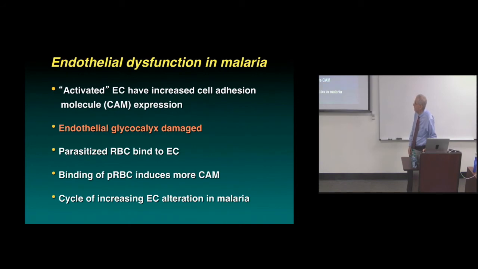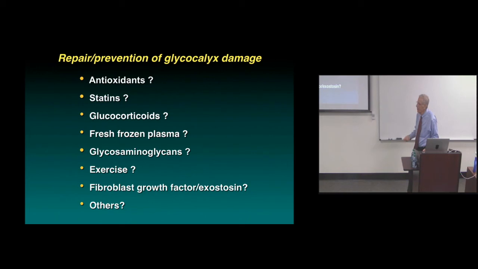So just in summary then, activated endothelial cells have increased cell adhesion molecule expression. They also have endothelial glycocalyx damage, and the parasites will bind to the red cells. Parasites in the red cells will bind to the endothelial cells, and this binding induces more cell adhesion molecule expression. Is there a way to repair this or to treat people?